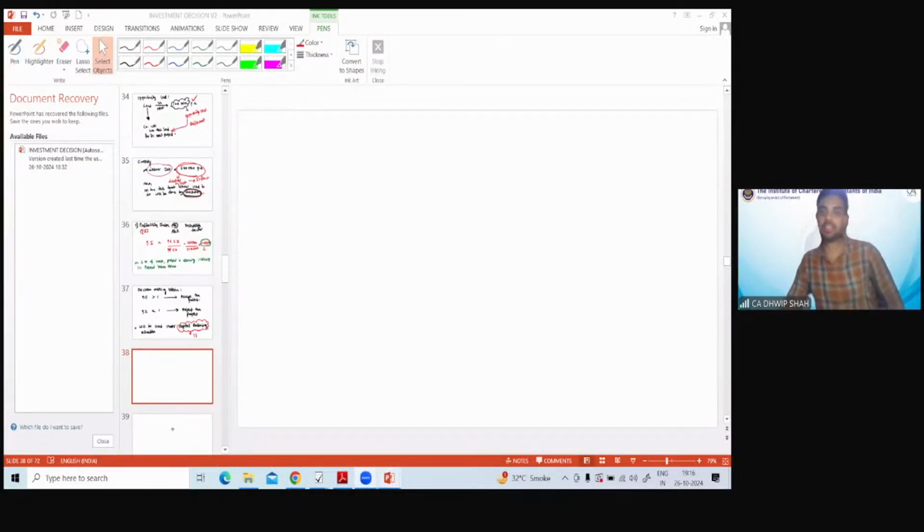See, the variables are the same for NPV and PI. The variables are PVCI and PVCO. The difference is under NPV we subtract PVCO, and under PI we divide by PVCO. बस इतना ही फर्क है, इतना ही डिफरेंस है.